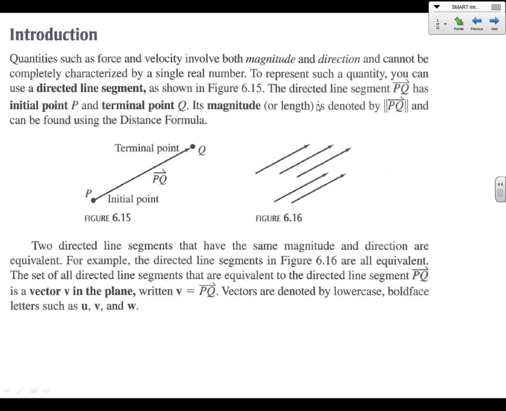The magnitude is just its length, and we denote it with the double bars on the outside. We can find the length using our old friend, the distance formula, which is the derivative of the Pythagorean theorem. If you have the same magnitude and the same direction, you are equivalent. For instance, these lines are all equivalent vectors because the angles and the distances are the same. If we put them all on the same starting point, they would all end at the same terminal point.